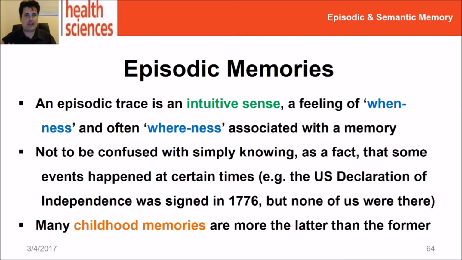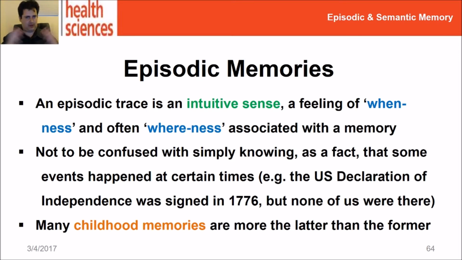That intuitive sense of whenness and whereness should not be confused with just knowing that something did or did not happen at certain different times. Anyone who's very familiar with, let's say, American colonial history, for example, will know the United States Declaration of Independence was signed in 1776. It's a famous number that gets thrown around in that sense. But the fact that you know where it happened, in Pennsylvania, I think, and you know when it happened, doesn't make it an episodic memory. Knowing when is different from having the episodic trace, from having that intuitive sense that it fits into the where and when of your own life history.